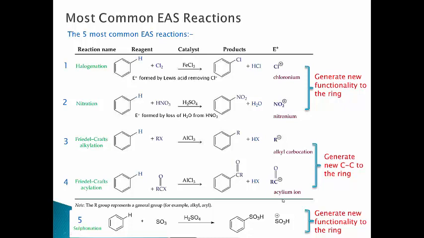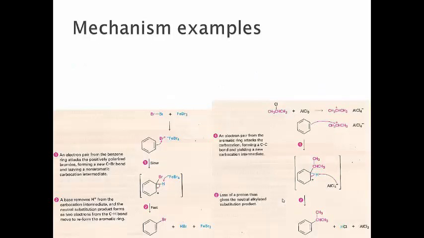So we've got 5 reactions here. We've got 3 reactions that introduce functionality and 2 that introduce new carbons onto the benzene ring. So let's look at the mechanism. Firstly, let's have a look at the halogenation.